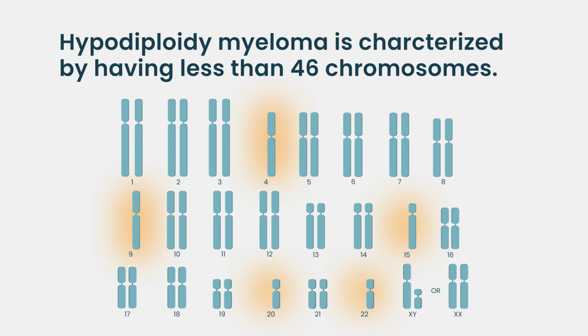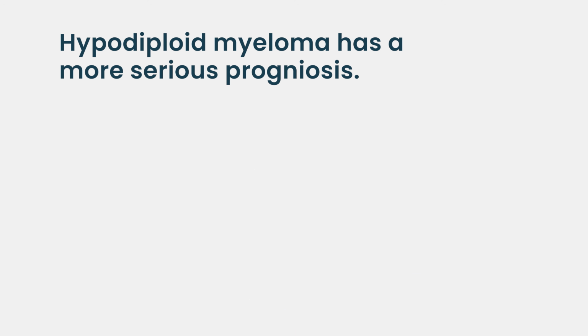So instead of having 46 chromosomes, they'll have 42 or 43 or 44. So they have a lower number, hypo, like hypothermia, low. And so they'll be hypodiploid. Diploid refers to 46 chromosomes. And it's been recognized that patients with hypodiploid myeloma, less than 46 chromosomes, have a much more serious prognosis than people who have 46.